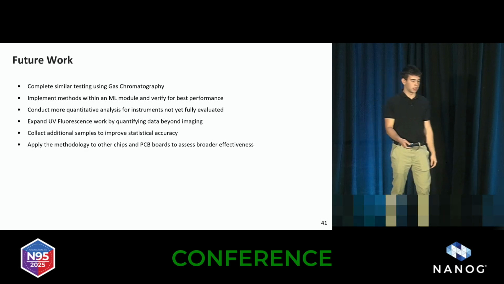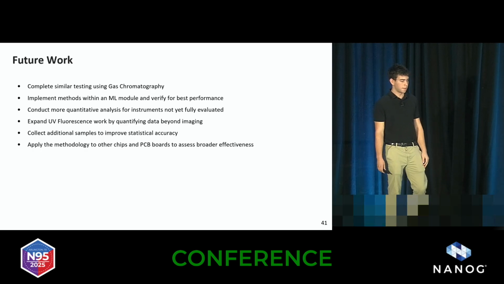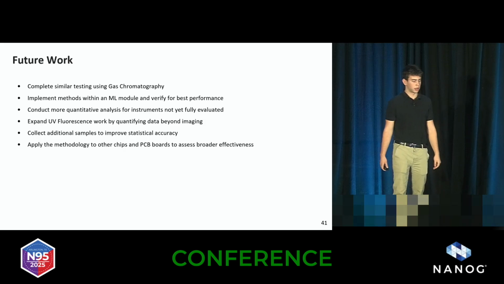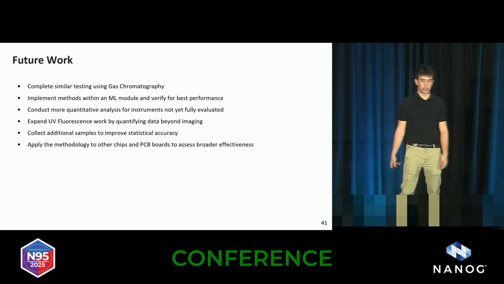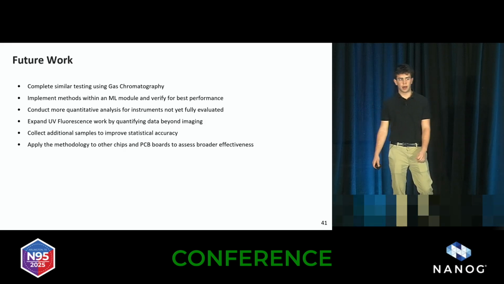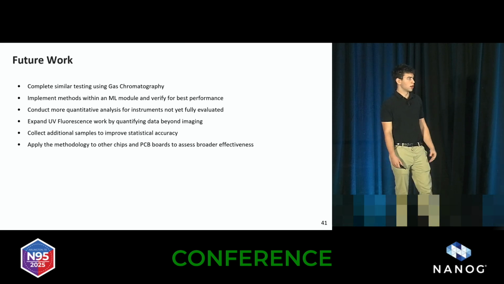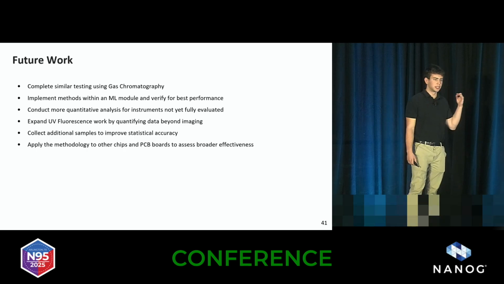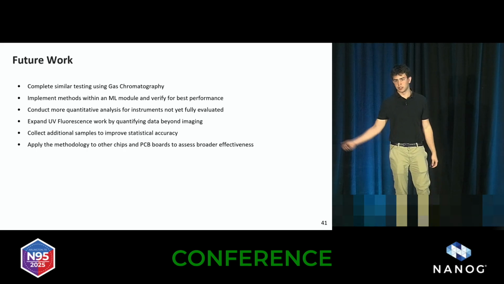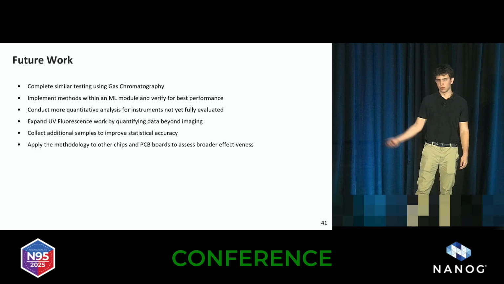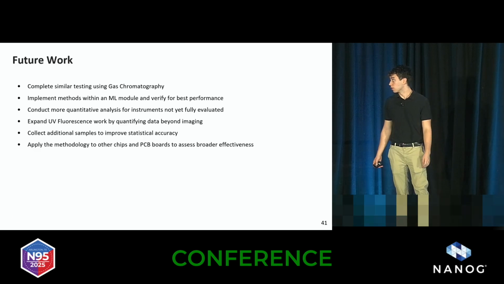And then we're still going to continue our quantitative analysis, expand the UV fluorescence work, and then apply our methodology to other chips. So we're looking at maybe using PCB boards or other chipsets to validate some of these methods, because if we're seeing consistency, then that could suggest that these are pretty realistic to supply chains in general.